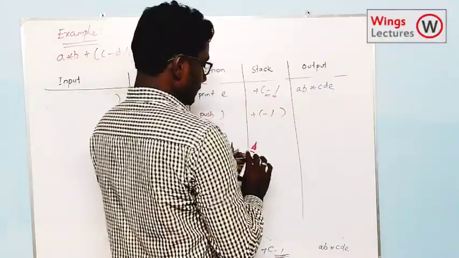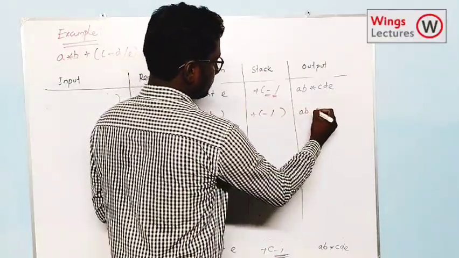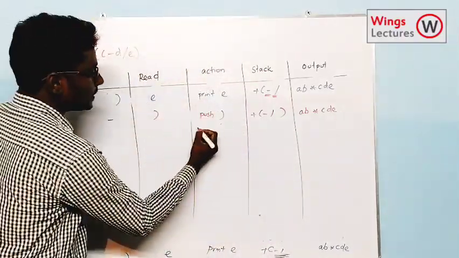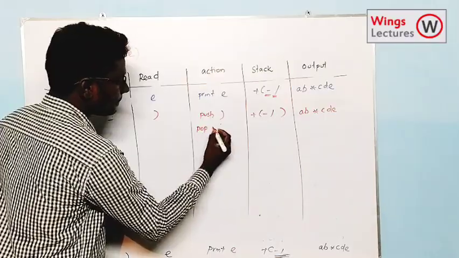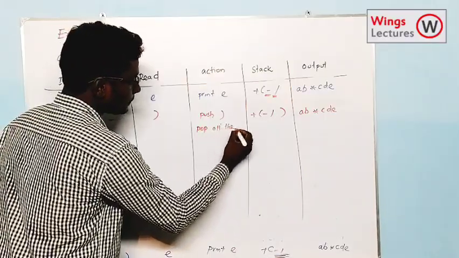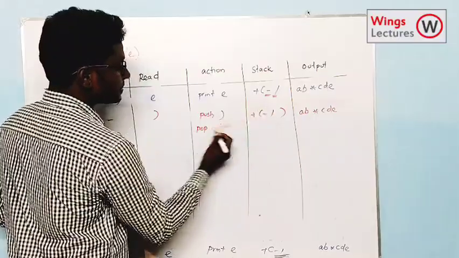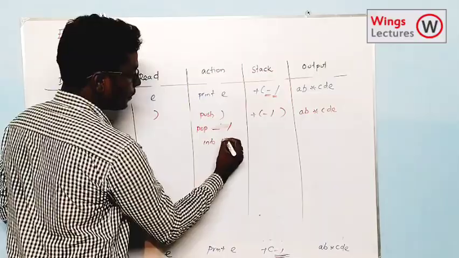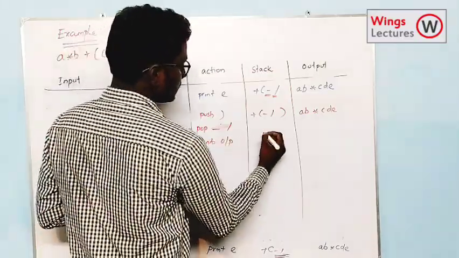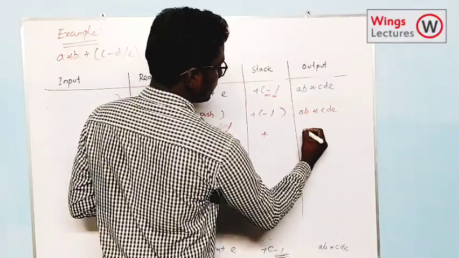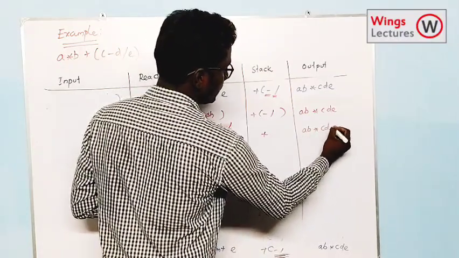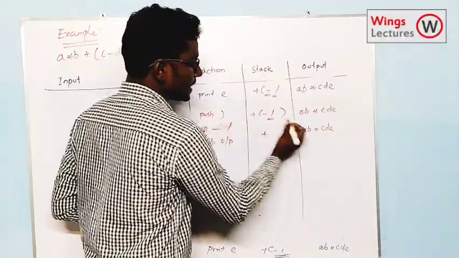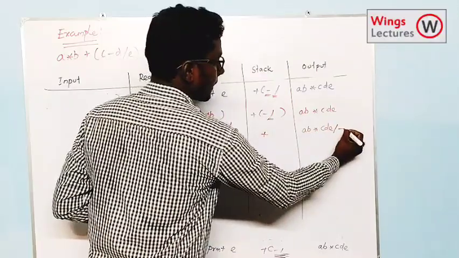So what do we have to do? A B C D E. As per the algorithm, pop all of them. We don't need to write it exactly, we can write directly: pop minus and slash into the output. Plus, A B star C D E. It is last in, first out. Which one comes last? Slash and then minus.